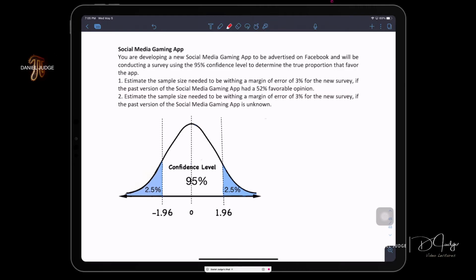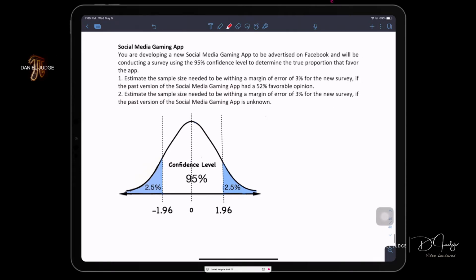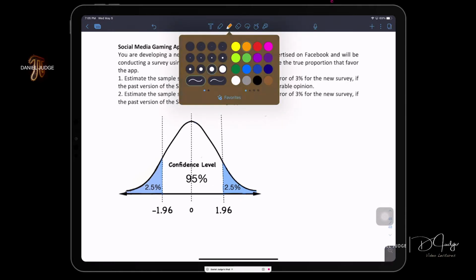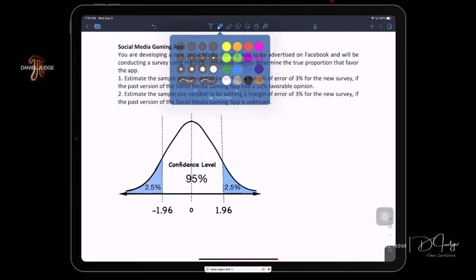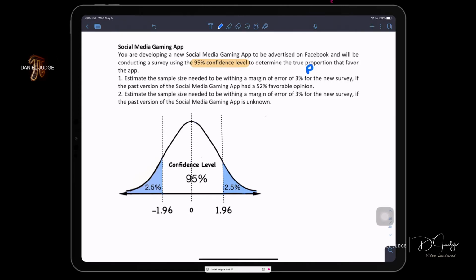So the next example is a social media gaming app. Let's say you're going to develop a new social media gaming app to be advertised on Facebook, and would be conducting a survey using the 95% confidence level. So determine the true proportion that favor the app. So again, this is a true proportion P. We're going to estimate P, the proportion who favor the app, and this is for a new study.